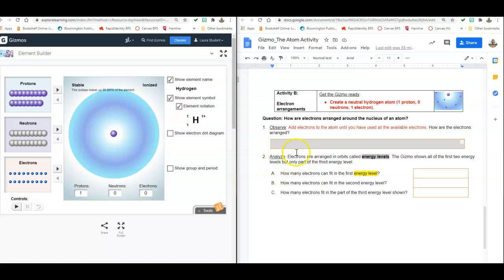All right, so it says electrons are arranged in orbits called energy levels. The gizmo shows all of the first 2 energy levels, but only part of the 3rd energy level. 2A says how many electrons can fit in the first energy level. So let's take a look as we add them. Oh, now we're to the 2nd level, so let's go back. So how many electrons went into the first energy level? Type your answer in.